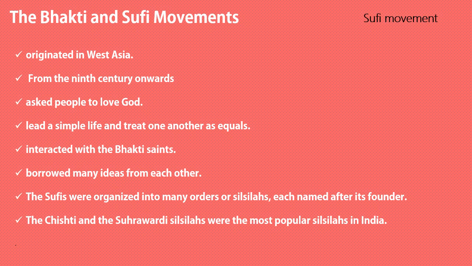The Sufis were organized into many orders or silsilas, each named after its founder. The Chishti and the Suhrawardi silsilas were the most popular silsilas in India.